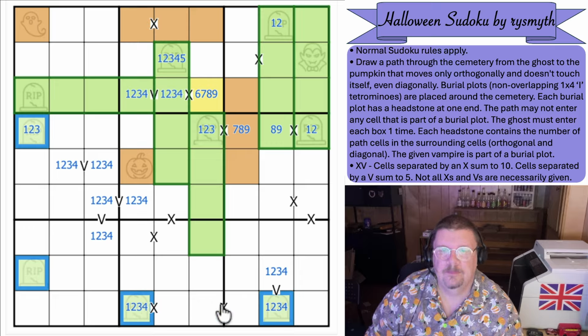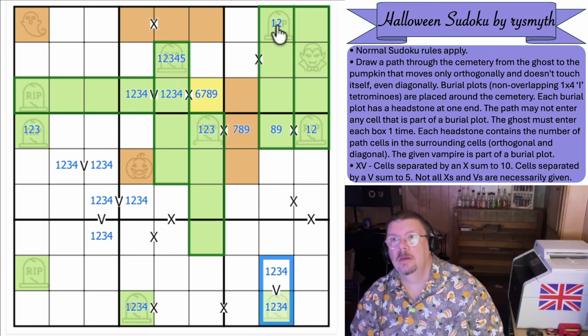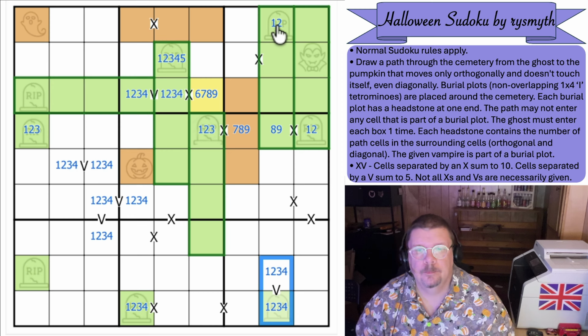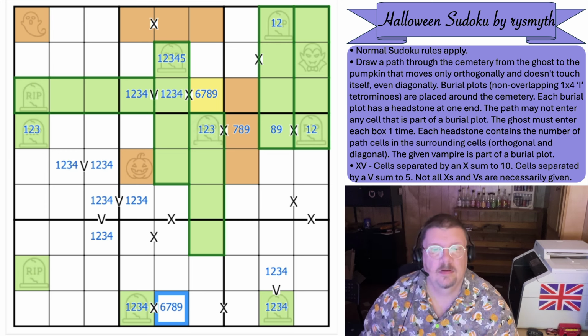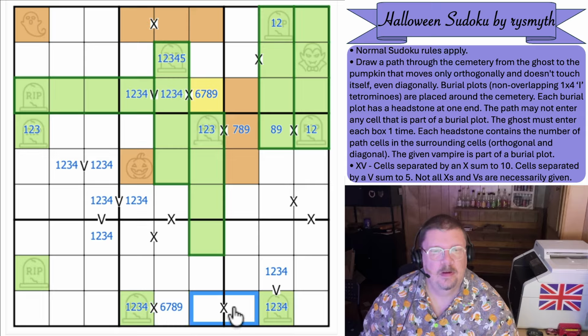Let's see. So we have a virtual 1-2 pair in this column because that's either going to be 1-4 or 2-3, and that will pair with this. Let's see. This is a high digit. Got a low and a high here.